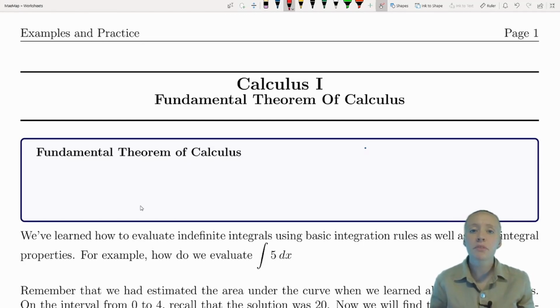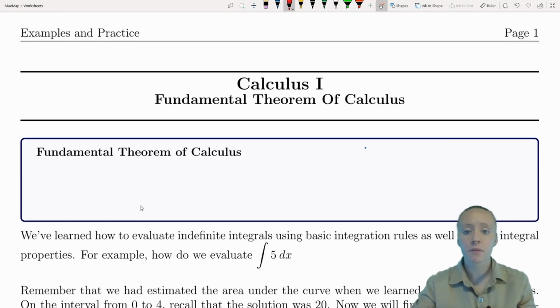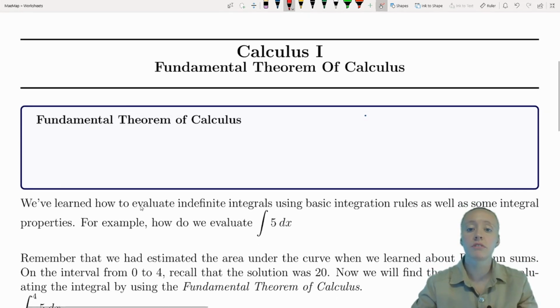In today's example video, we're going to go over the fundamental theorem of calculus. So get ready to work with some definite integrals. Now, for the fundamental theorem of calculus, there's two different parts to it.